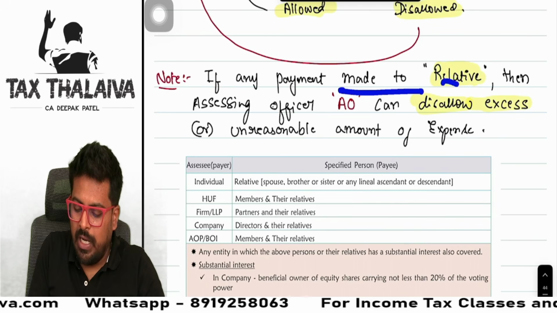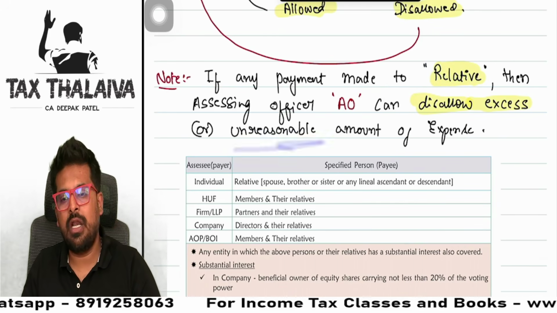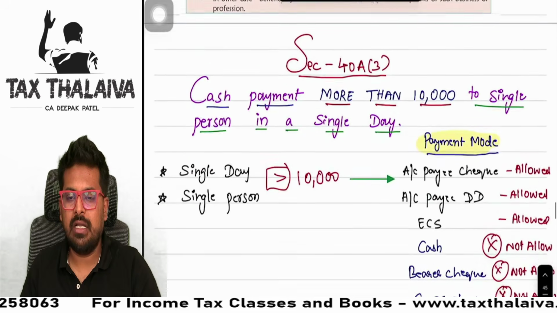If any payment is made to a relative, then the assessing officer can disallow the excess or unreasonable amount of expenditure. Sir, who is a relative? It is given here. You can read it later.